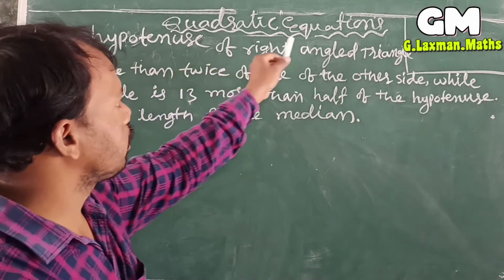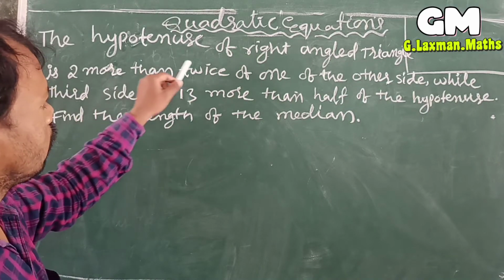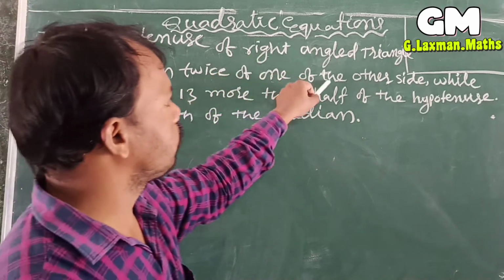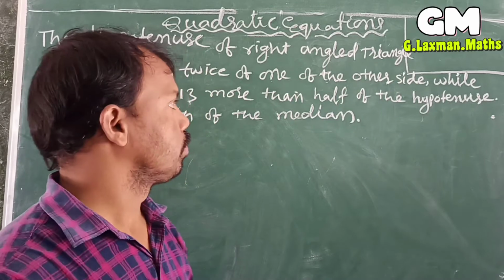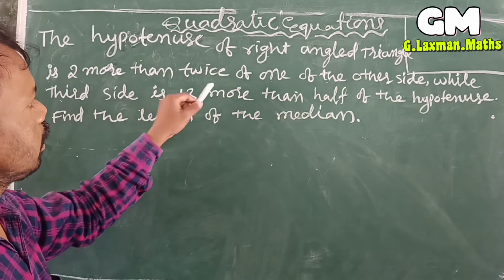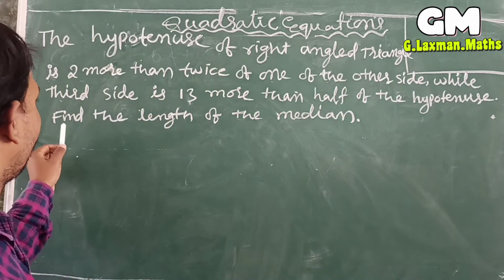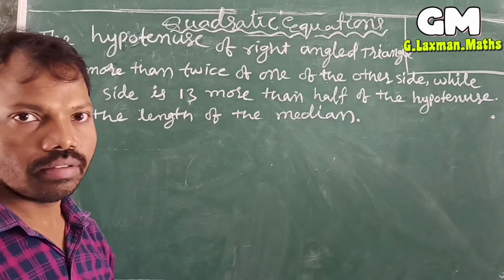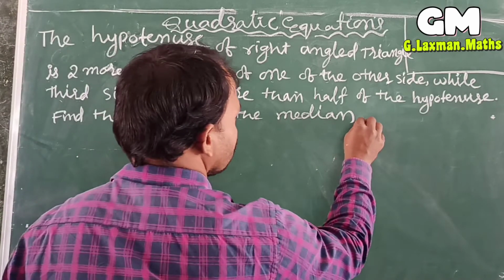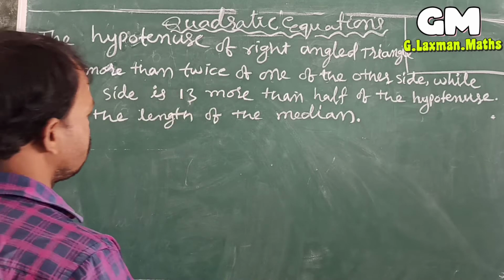hypotenuse of a right angled triangle is 2 more than twice one of the other sides, while the third side is 13 more than half of the hypotenuse. Find the length of the median. So this is the question. Now we'll discuss it sentence by sentence.